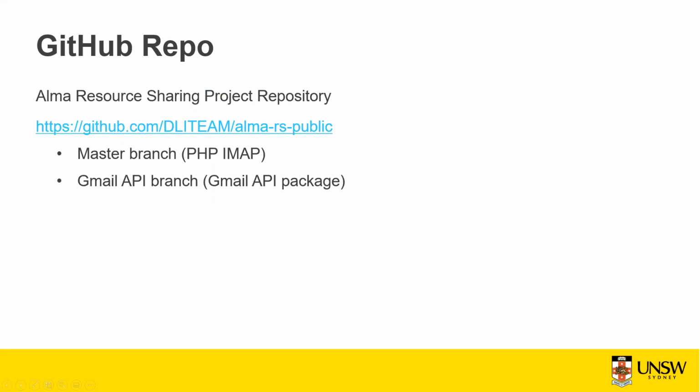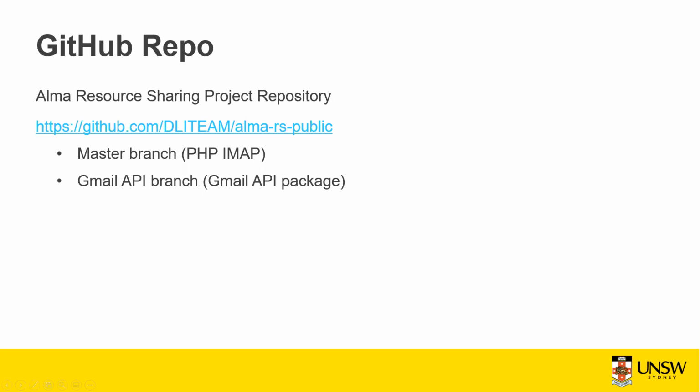We have already uploaded our project files to a GitHub repository. So you can download our project freely from this link. In the repository, there are two branches: the master branch and the Gmail API branch. The only difference between these two branches is that we use a different way to build the email connection. The master branch uses a PHP IMAP extension. The Gmail API branch, of course, uses the Gmail API.